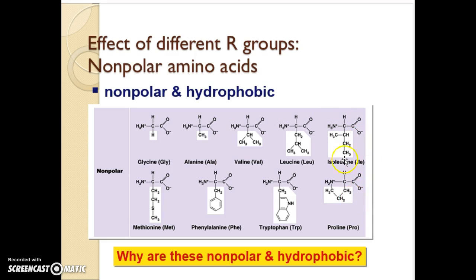If you look at these, there are 2 possibilities. Either you have a carbon-hydrogen makeup, so a hydrocarbon makeup of your R group, or you have a ring structure. Both of these are very stable structures, and so they end up making these nonpolar, non-reactive, and therefore they are hydrophobic.